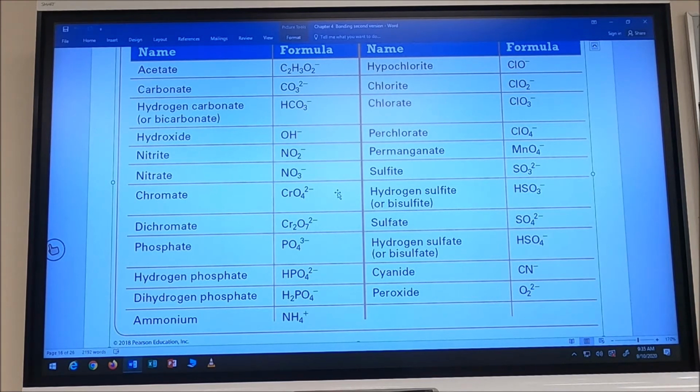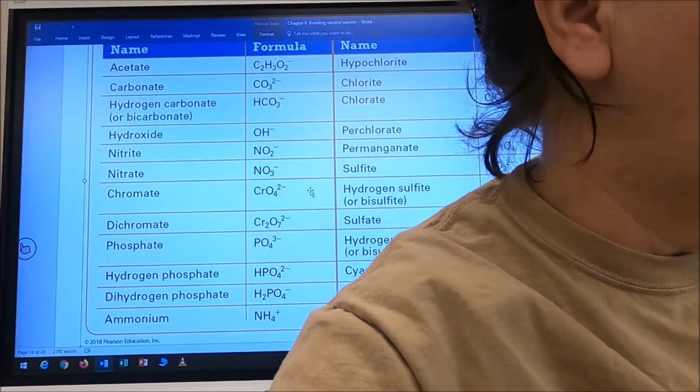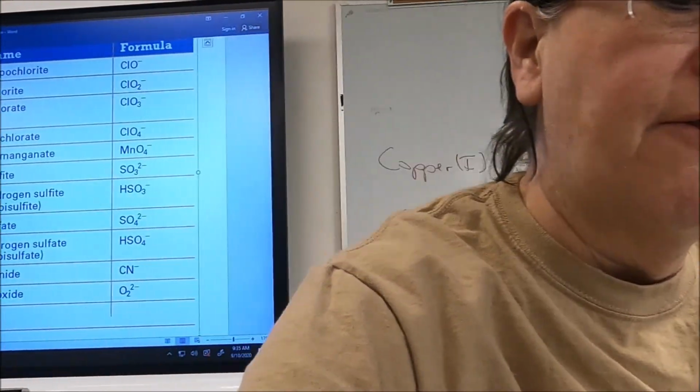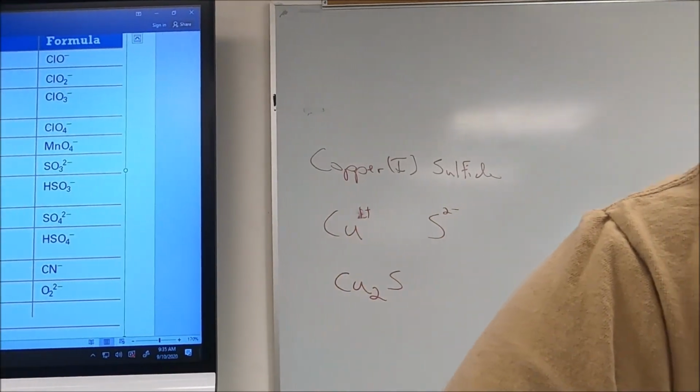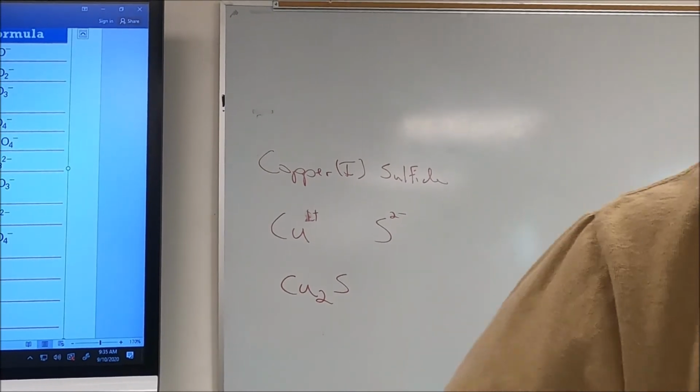Now, the polyatomics, when it comes to figuring out formulas and naming them, we treat just like any other ionic compound. So let's look at figuring out some formulas where we have polyatomics, and then we'll look at naming things.